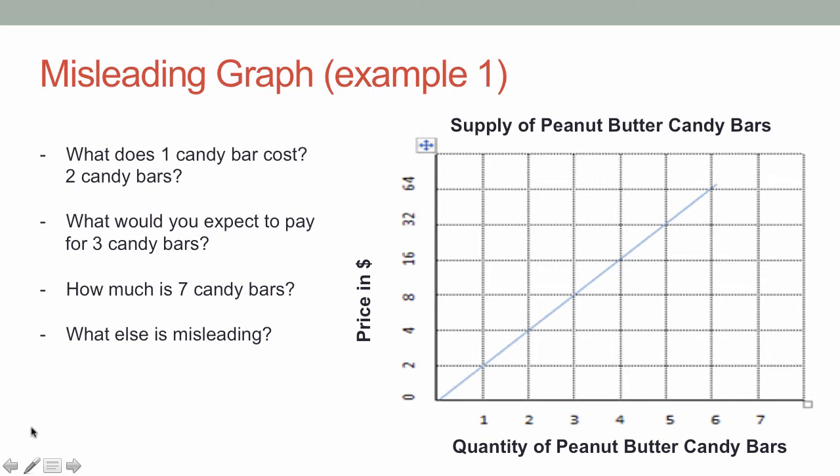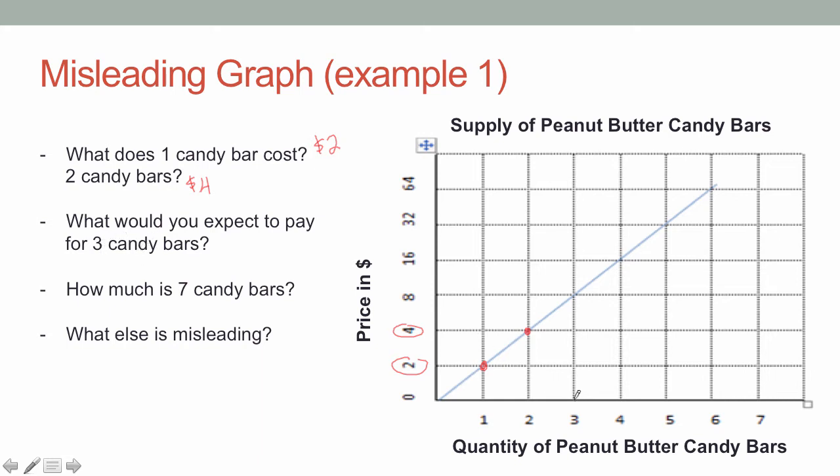Let's try and use my graph to answer some questions here. What does one candy bar cost? Well, right here, one candy bar looks like it costs $2. That's pretty fair, right? Better be a good candy bar, but that's what my graph is telling me. Two candy bars now, so let's find quantity of two, costs $4. Okay, well if one is $2, two must be $4. That makes sense. I would expect then to pay $6 for 3 candy bars, right?